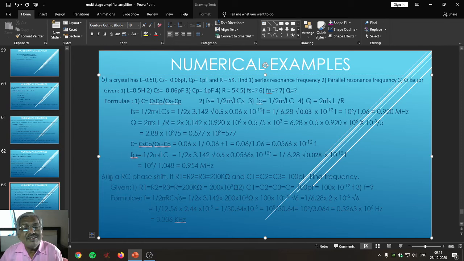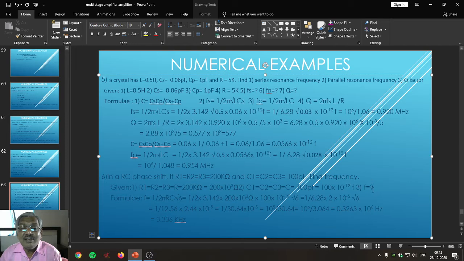Now we are going to see the next example. It is based on the phase shift oscillator. In an RC phase shift oscillator, if R1 equal to R2 equal to R3 equal to 200 kilo ohm and C1 equal to C2 equal to C3 equal to 100 picofarad, find its frequency. R and C are given. So given quantities are R1 equal to R2 equal to R3 equal to R, and that is equal to 200 kilo ohm, that is 200 into 10 raised to 3. C1 equal to C2 equal to C3 equal to C, and that is equal to 100 picofarad, that is 100 into 10 raised to minus 12 farad.